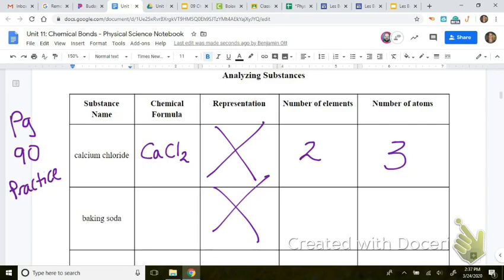On to the next example, baking soda. Baking soda is sodium bicarbonate, and so that is NaHCO3. My number of elements, I have 1 sodium, a hydrogen, a carbon, and an oxygen. So that ends up being 4 total elements. But my number of atoms needs to be different because of that subscript 3 on the oxygen. So we end up having 6 total atoms there.